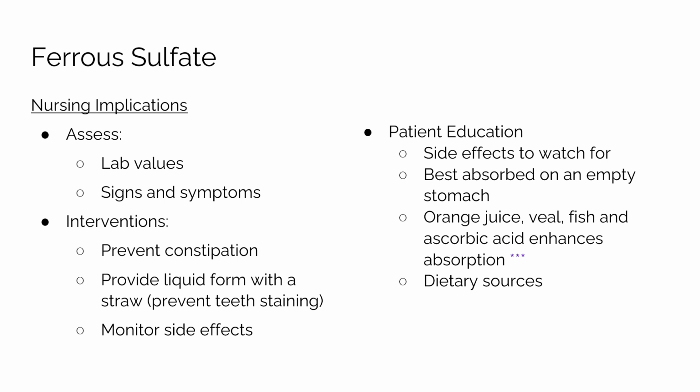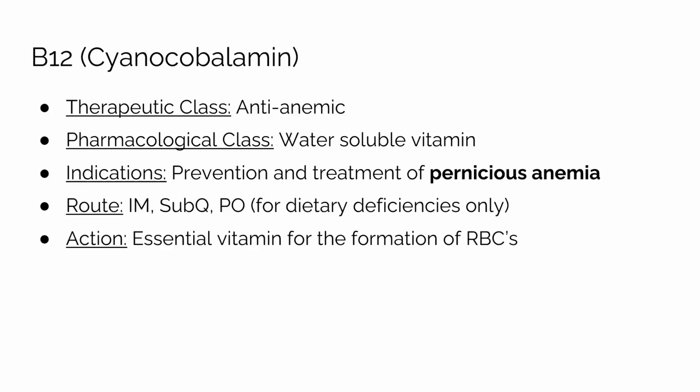Interventions include preventing constipation, providing liquid form with a straw to help prevent that teeth staining, as well as monitoring for side effects. Patient education includes educating the patient on side effects to watch for, as mentioned in the last slide. Letting your patient know that it's best absorbed on an empty stomach, as well as telling them that orange juice, veal, fish, and ascorbic acid enhance absorption of ferrous sulfate, as well as discussing dietary sources for ferrous sulfate.